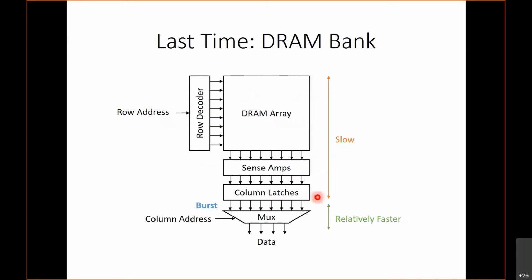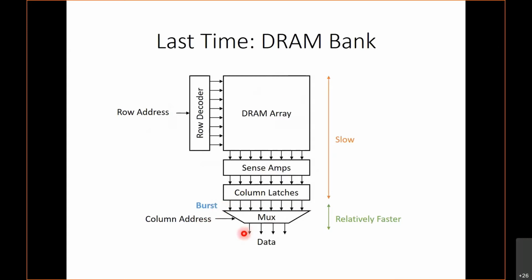But once we have that row in the column latch, the column address is used to select which part of the row that we read we want. And this is a relatively faster process. And it turns out that if the next access that comes along has the same row address but a different column address, then we don't actually have to read the entire DRAM array again. We can simply change the column address on the mux to read a different part of the whole row that we read. And we call this a burst. This whole row that we read from the DRAM array is called a DRAM burst.